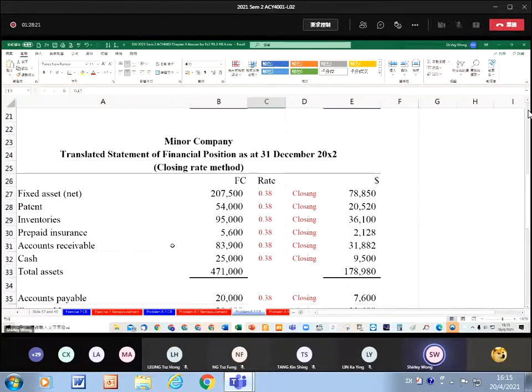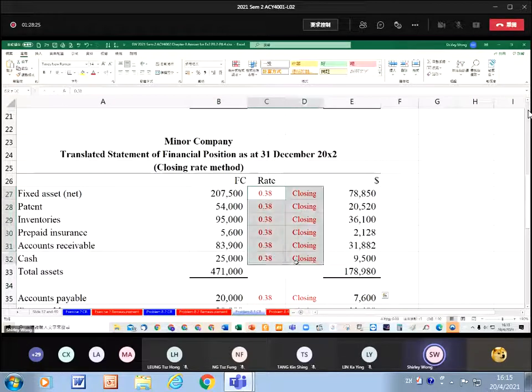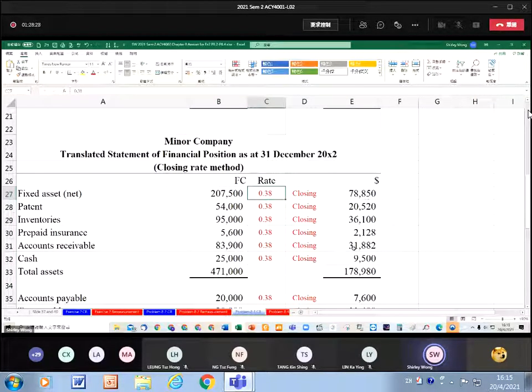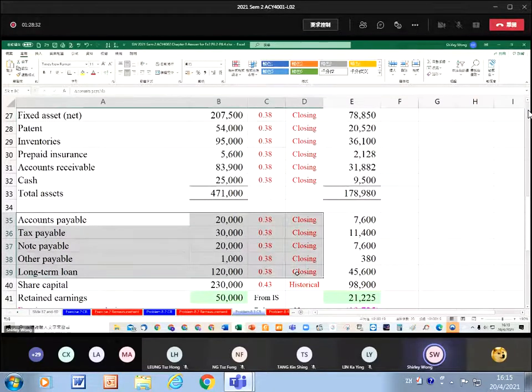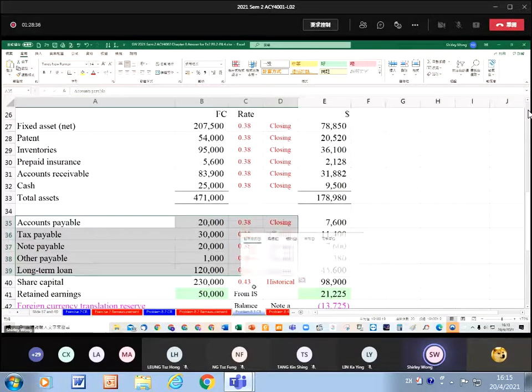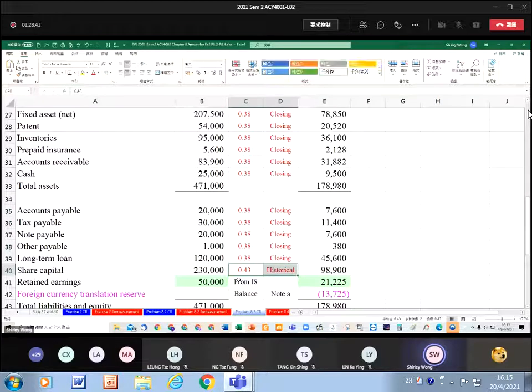So for the statement of financial position, the upper part about the total asset, you will use all the closing rate. When you type in the closing rate, it will come out the figures automatically. And for all the payable, it is also using the closing rate. And for the share capital, you use the historical rate. And then retained earning, we copy from income statement. And then the balance you need to calculate, it should be $13,725.